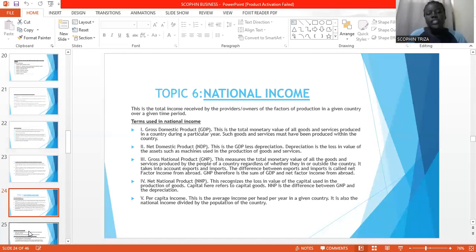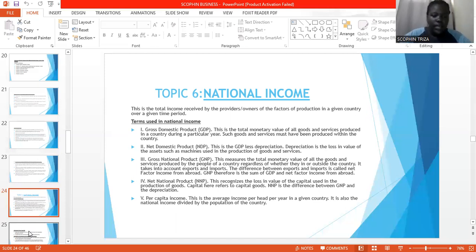Now the other one is the net domestic product, NDP. This is the gross domestic product less depreciation. Depreciation, on the other hand, is the loss in value of an asset such as the machine used in the production of a good or service.